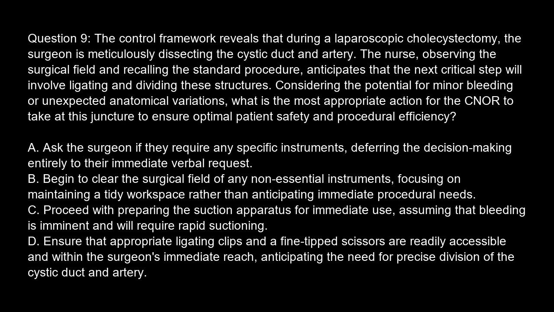Option A. Ask the surgeon if they require any specific instruments, deferring the decision-making entirely to their immediate verbal request. Option B. Begin to clear the surgical field of any non-essential instruments, focusing on maintaining a tidy workspace rather than anticipating immediate procedural needs. Option C. Proceed with preparing the suction apparatus for immediate use, assuming that bleeding is imminent and will require rapid suctioning. Option D. Ensure that appropriate ligating clips and fine-tipped scissors are readily accessible and within the surgeon's immediate reach, anticipating the need for precise division of the cystic duct and artery.